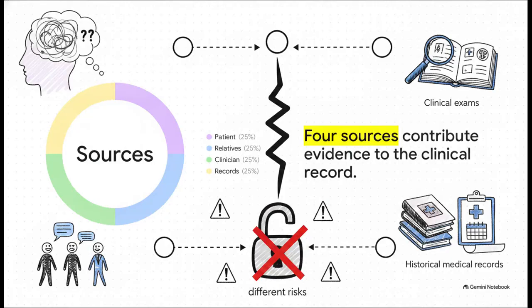To actually build out that timeline, evidence is pulled from 4 very distinct buckets. But here's the kicker. The practitioner has to keep these meticulously separate in their clinical records because every single one carries a different risk. The patient brings their own subjective experience, sure, but they might have recall limitations. Relatives give great behavioral observations, but they might be totally biased. And then, of course, you have objective clinical exams and historical medical records. If you mix these up, you compromise the entire investigation.